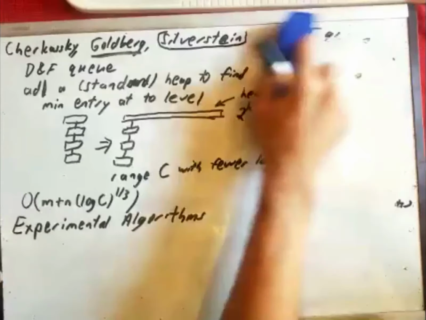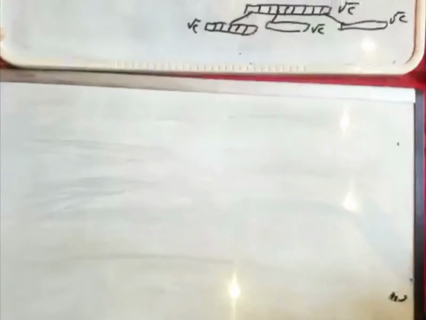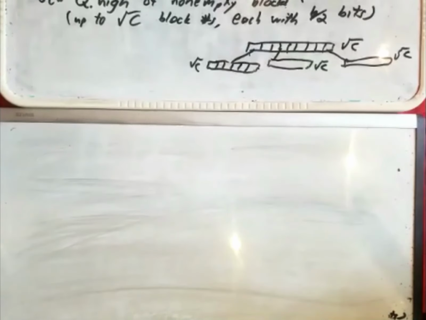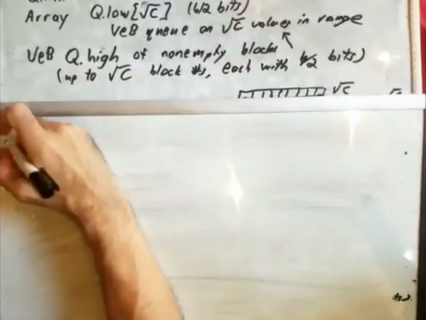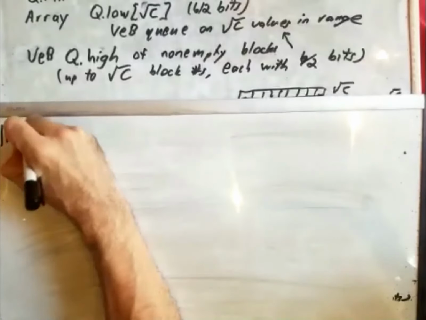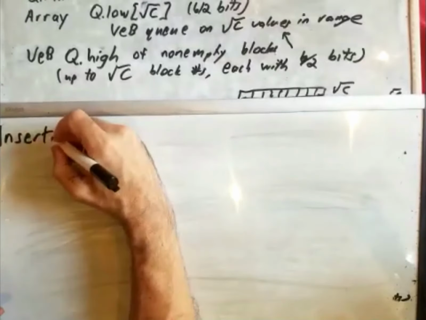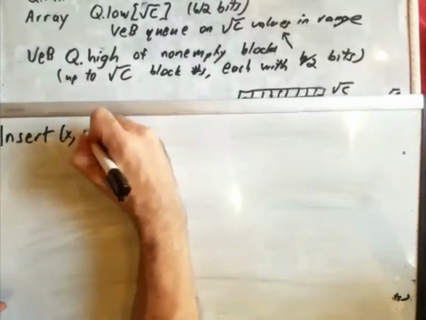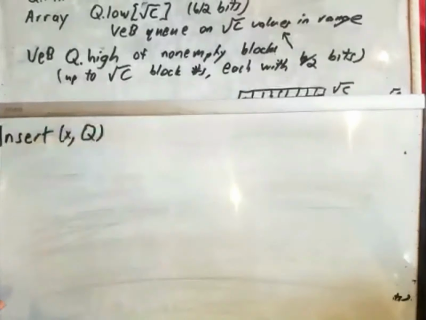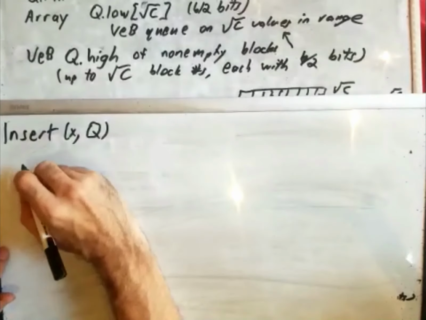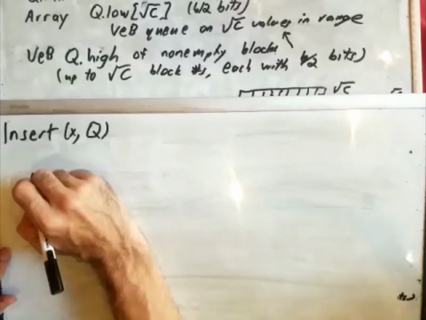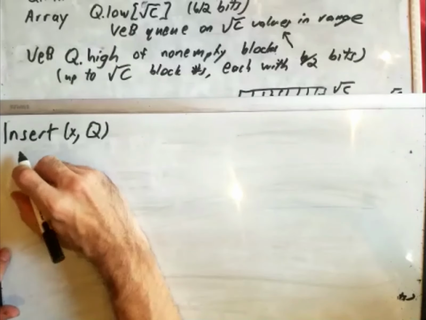All right, let's talk about how to do the basic operations now. Let's see if I can scroll these blackboards. So how do we insert an item X into our Van Emde Boas queue? What's the first kind of special case we need to think about?